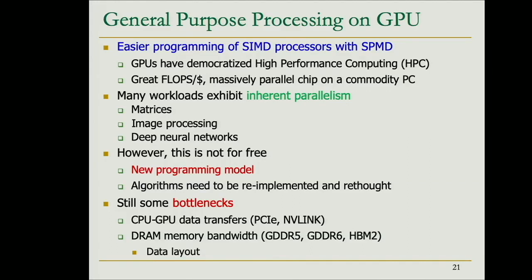Why is that? Because even though these memories, GDDR5, GDDR6, and HBM2, can provide you something between 300 gigabytes per second and 900 gigabytes per second, this is still far from the peak throughput that you can achieve.